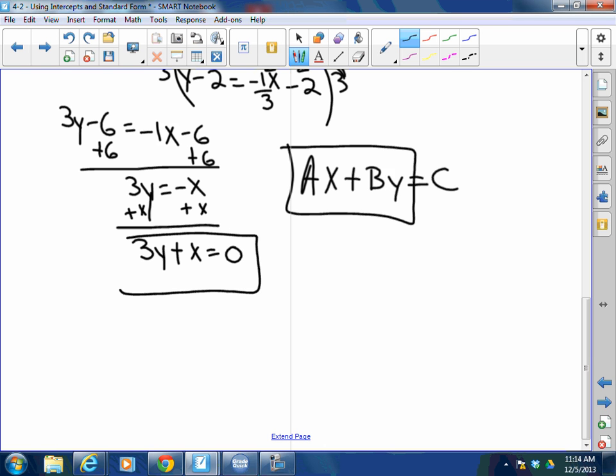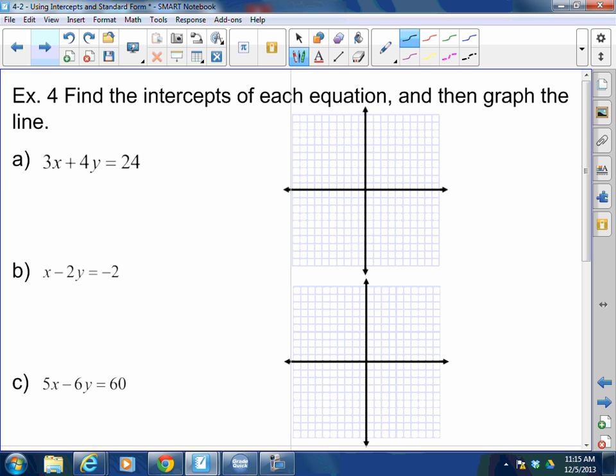One person told me what to do, but the rest of you seemed lost. How can I help you? How can I help you understand this? You guys understand? All right, let's do it. Now the fun part. Find the intercepts of each equation, then graph the line.